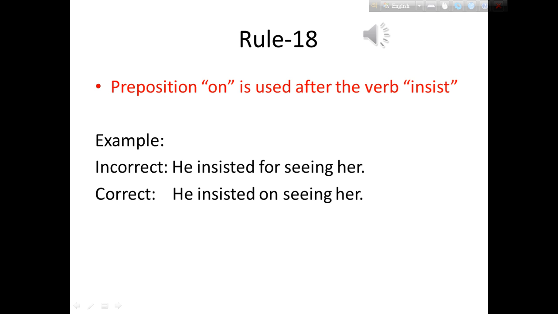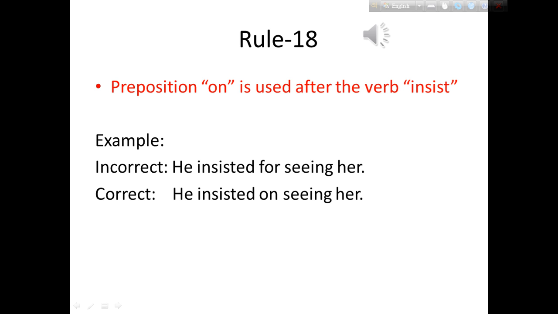Now, rule 18. Preposition on is used after the verb insist. So let's know what the word insist means. Insist means to demand something forcefully, not accepting refusal. So the very verb insist will always be followed by the preposition on. So here the given example is he insisted for seeing her.